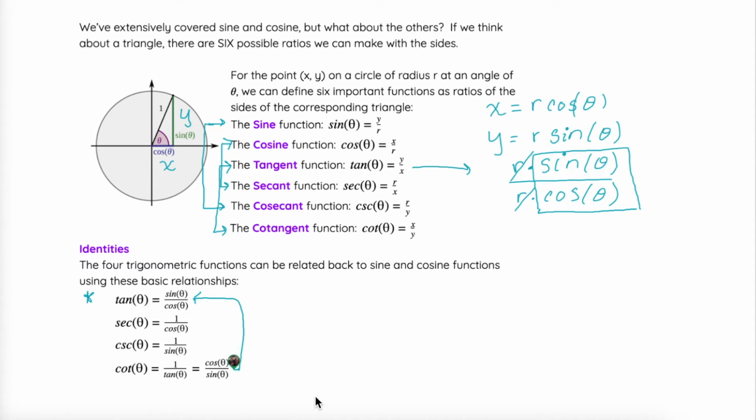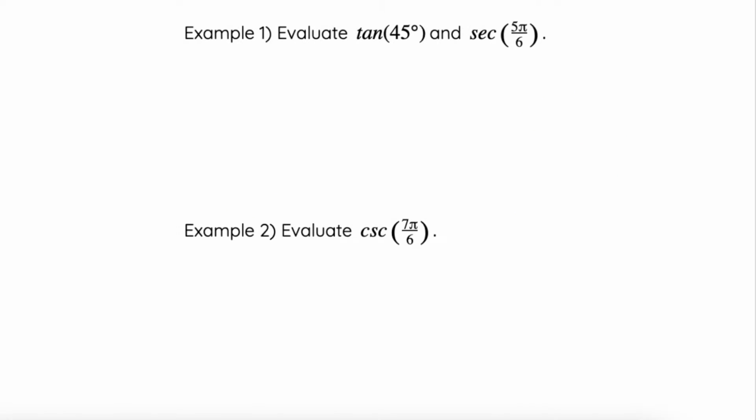And many of these are all listed under your basic identities on the top left-hand corner of your trig identity sheet. So all of these are listed on the top left-hand corner, so you don't have to memorize them or convert them. They're already on there for us. So then let's head to page 2 and do some evaluating.